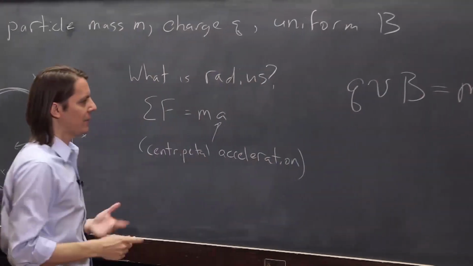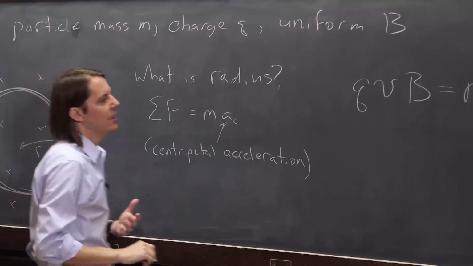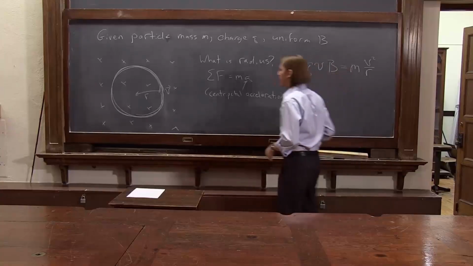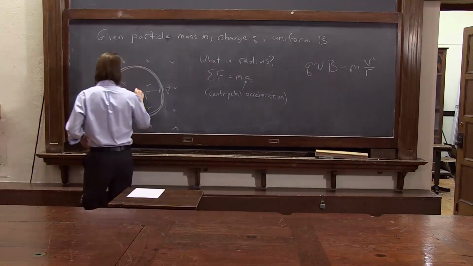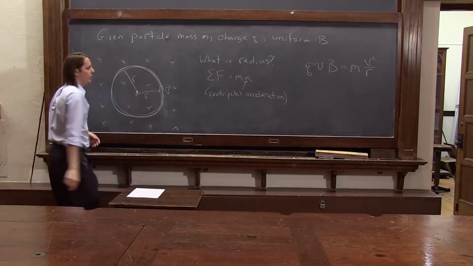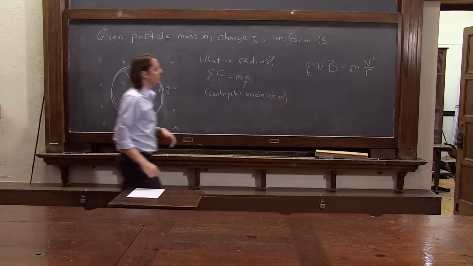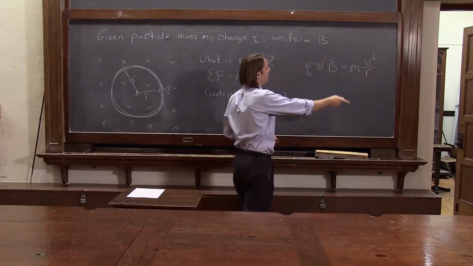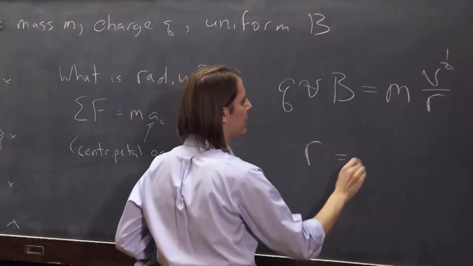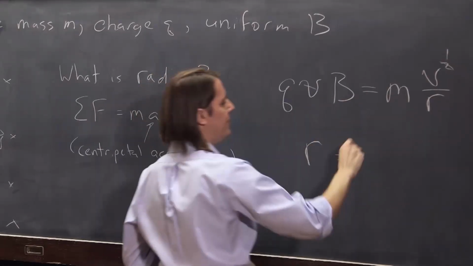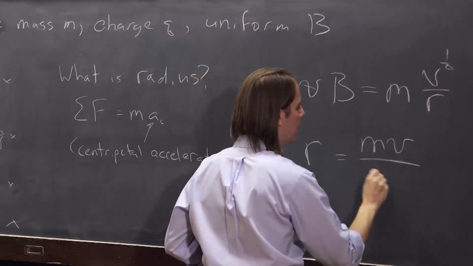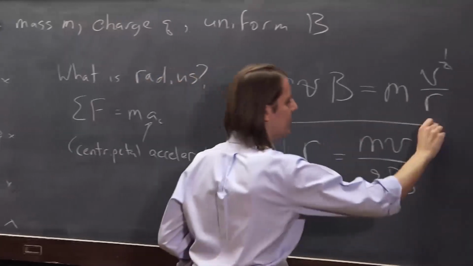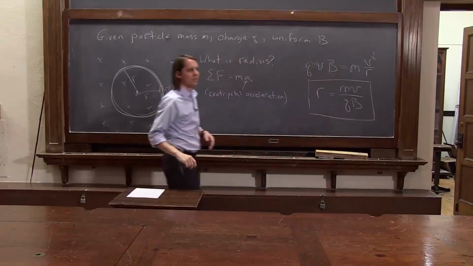We were given m, and the centripetal acceleration is v squared over r, which you may remember from mechanics. There's r, the radius of the circle. So we can start canceling things and solve for r, and you get that r, the radius of the circle, is mv over qB. So that's worth memorizing, especially when you're taking a class in magnetism.